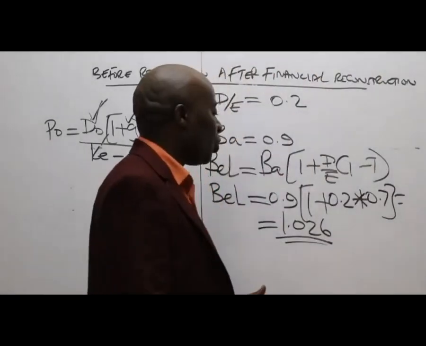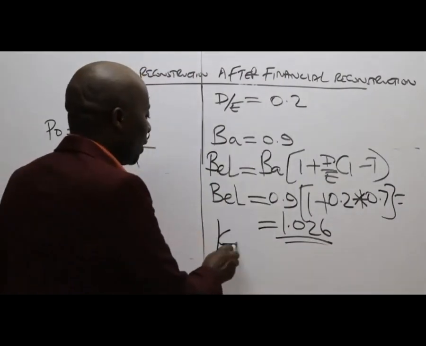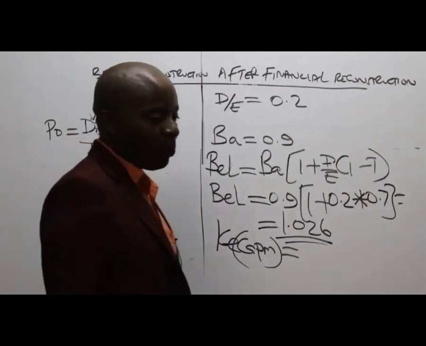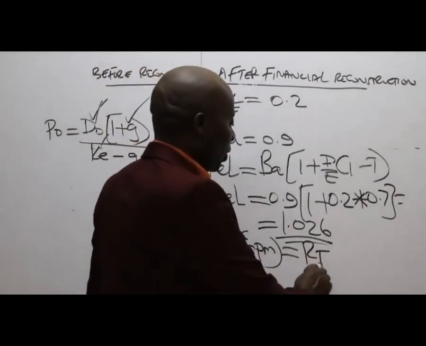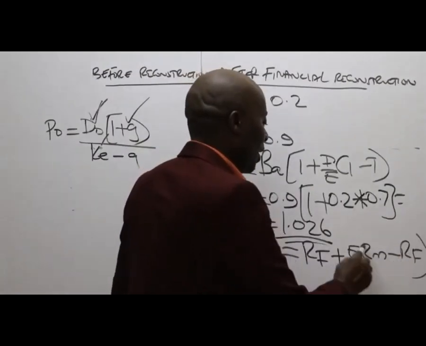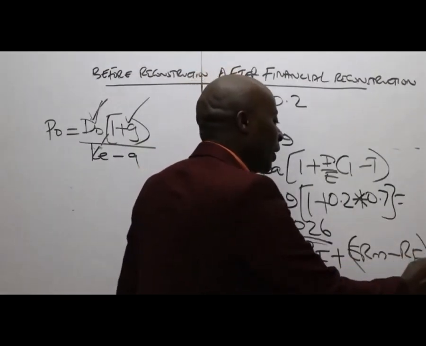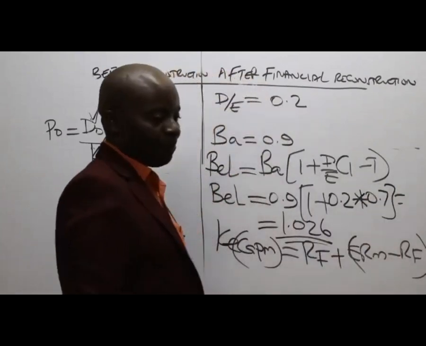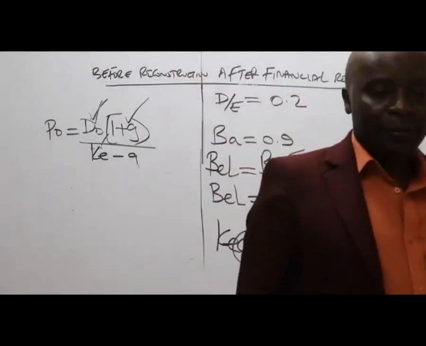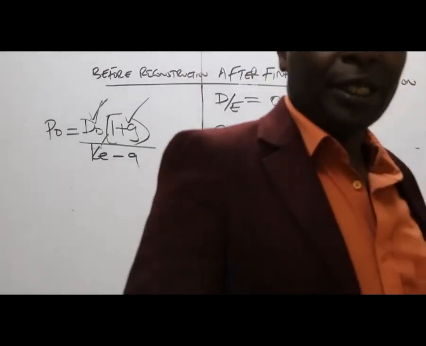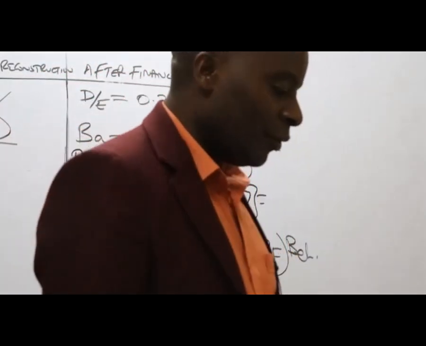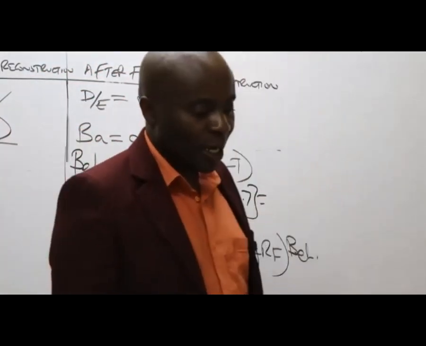Get cost of equity using CAPM. So how do I get cost of equity using CAPM? I know the formula. It is risk-free plus expected returns of the market minus risk-free, multiplied by beta equity over a levered organization. The organization that we have here is levered.